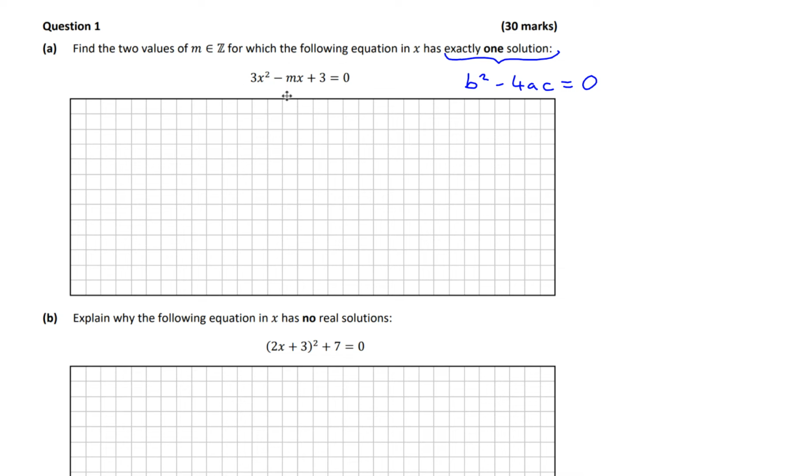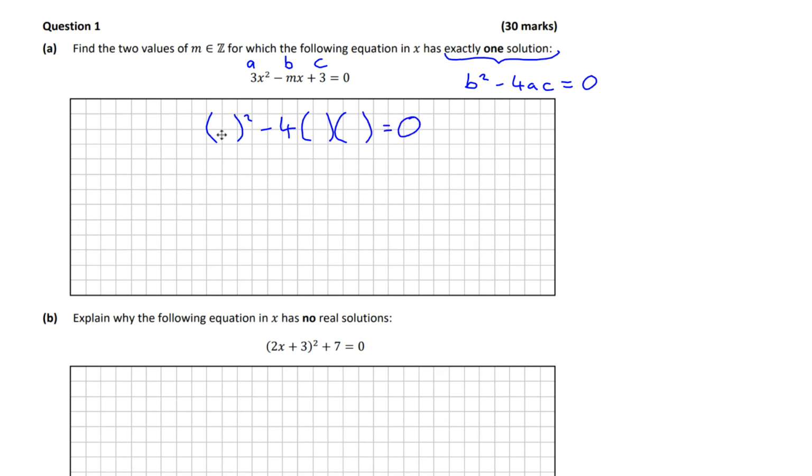Now our quadratic equation here is set up with the x squared, the x term, and the constant equals 0. So that's the usual way we see them. Our a value will be the number in front of x squared. Our b value will be the number in front of x, and our c value will be the constant term. So we set this up. B squared minus 4 times a times c is equal to 0.